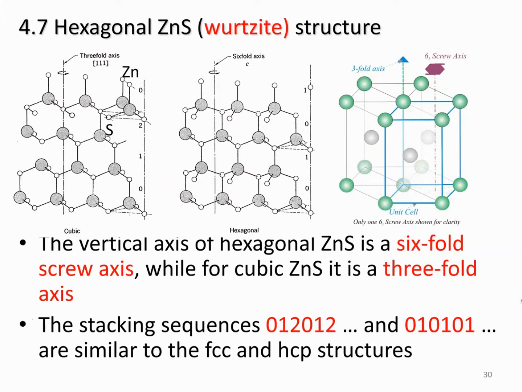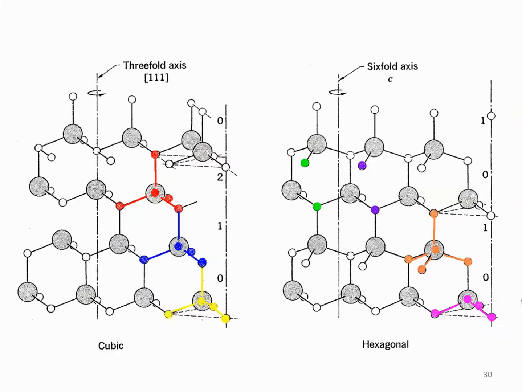Okay, this is the last session for this chapter 4. So the hexagonal zinc sulfide structure. The vertical axis of hexagonal zinc sulfide is a 6-fold screw axis, while for cubic zinc sulfide it is a 3-fold axis. So the stacking sequence is 0, 1, 2, 0, 1, 2, 0, 1, 2, and 0, 1, 0, 1, 0, 1. These are similar to the FCC and HCP structures.